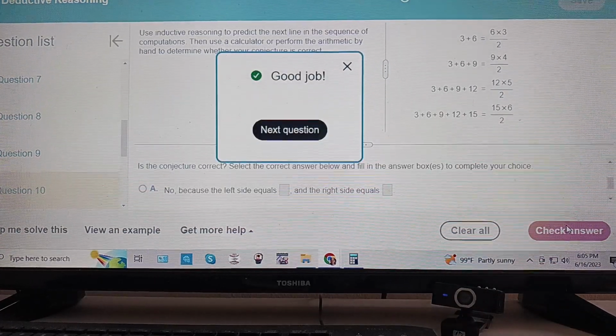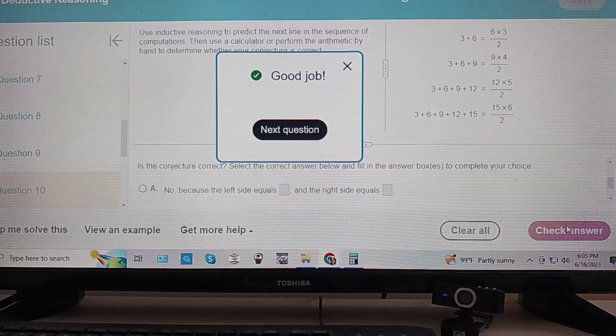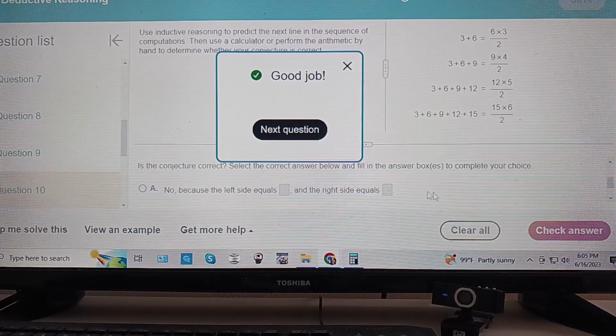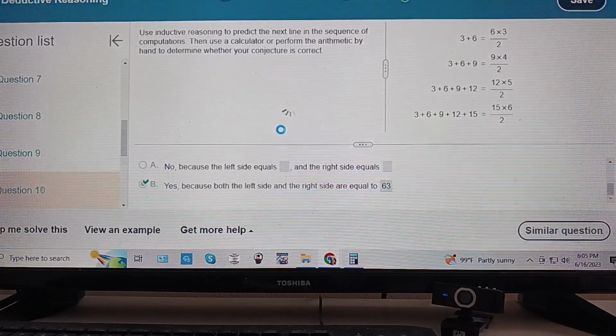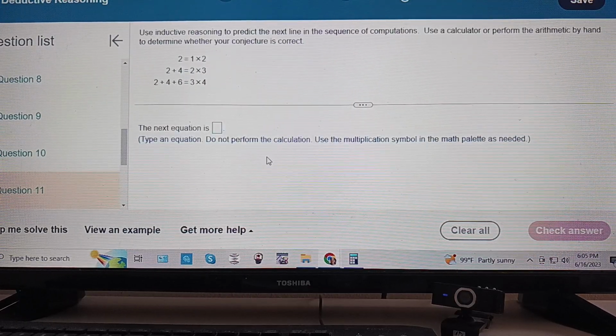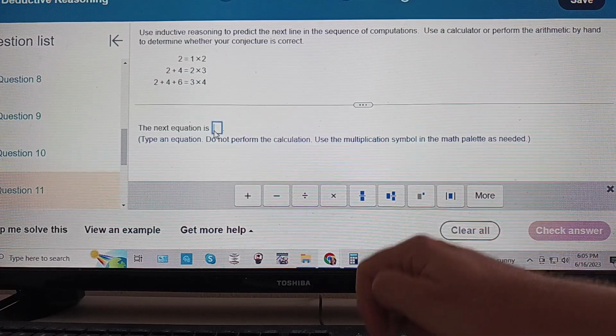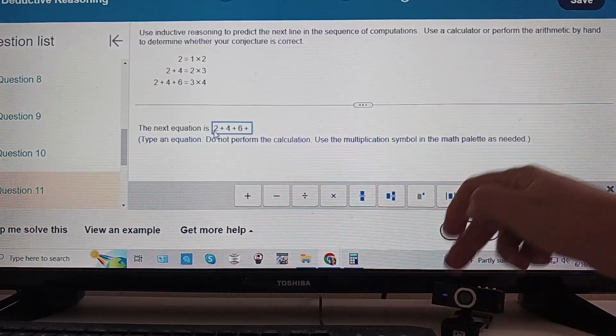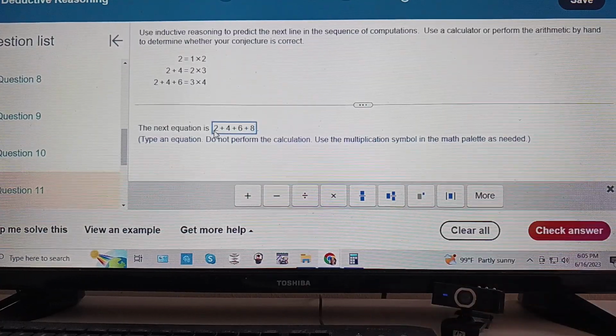Sometimes it's a little hard to know what they want in some answer boxes, and you might have to get them wrong to see what they want, but okay, so now they just want to know what the next one is. So first there's a 2, then 2 plus 4, then 2 plus 4 plus 6. So the left side seems to be 2 plus 4 plus 6 plus 2 more away, which would be 8.